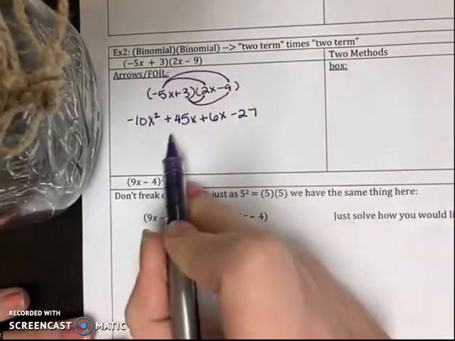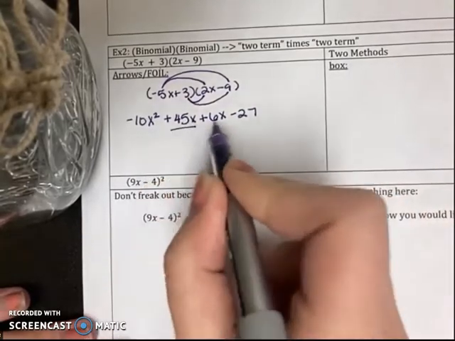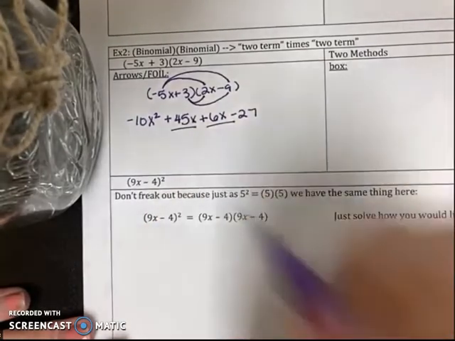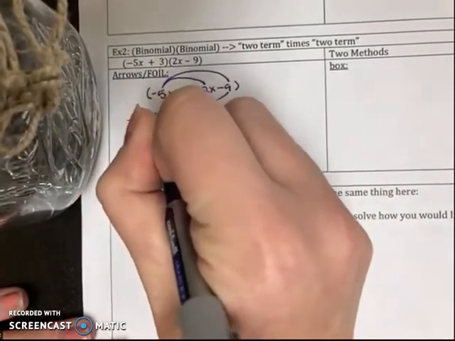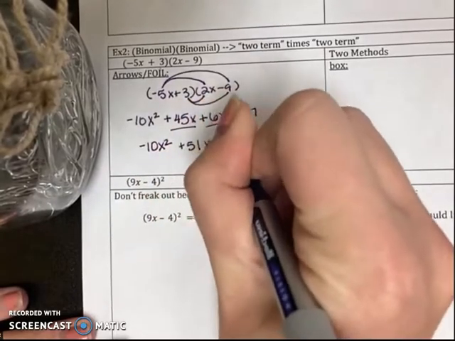If we can combine like terms, we would like to. I do see two terms that have x in them. So I would just want to combine these real quick to give me a negative 10x squared plus 51x minus 27.